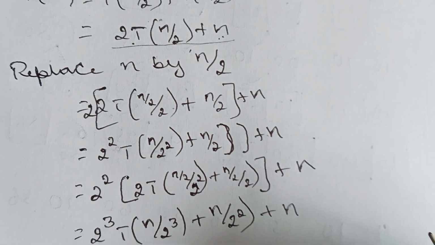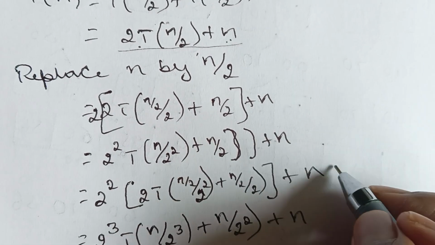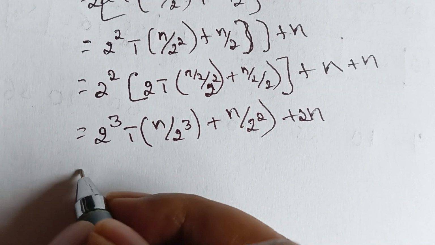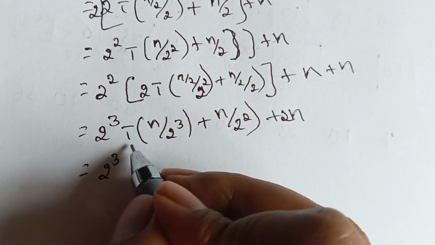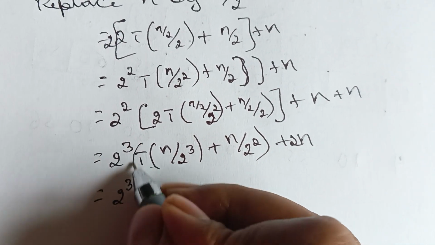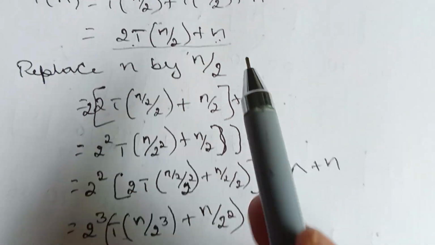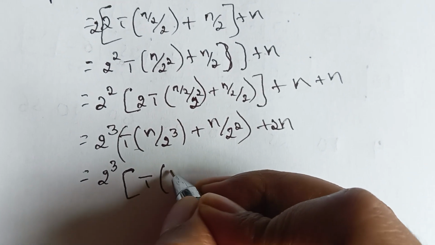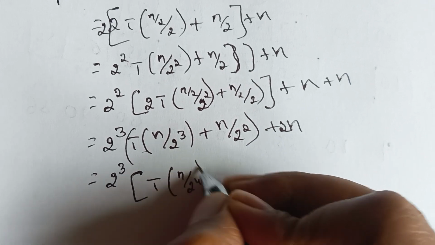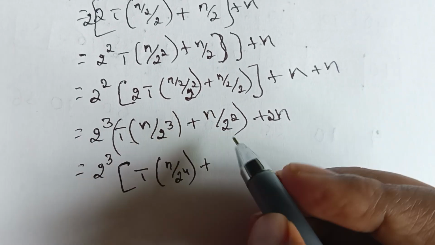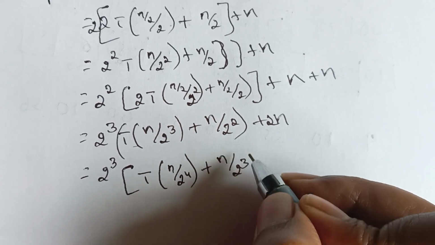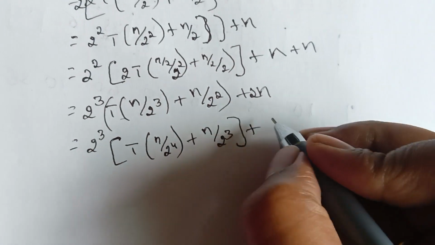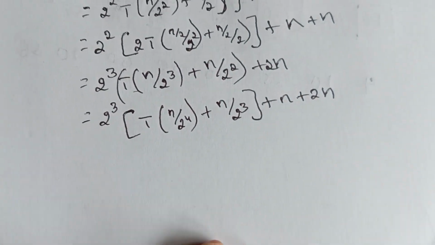Yes, plus this n, and outside one more n is there, so I can just take it as 2n. Again 2 cube is constant. I am getting a what? Here this is a function, replace it with this entire thing. So what will I get? T of n by 2. Already 2 cube is there, 2 power 4 plus replace n by 2, so n divided by 2 cube, plus this constant n. Already 2n is there, so it will become 3n.